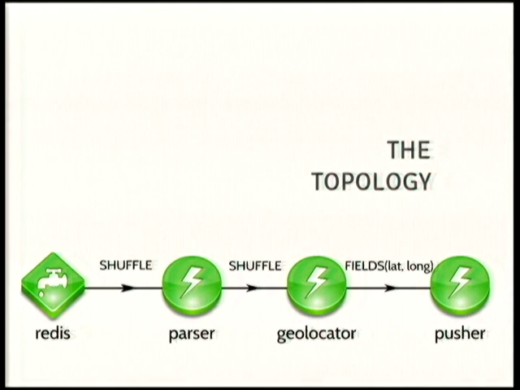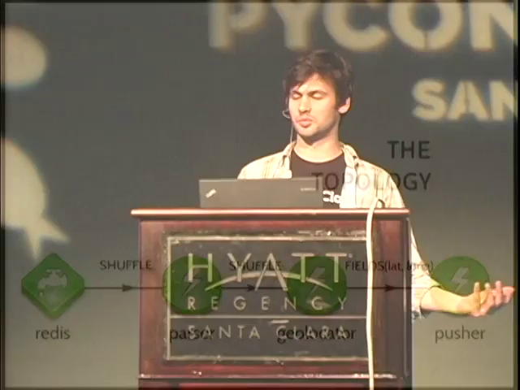Then we'll pass the IP address along to the geolocators. And again, we don't care which geolocator is geolocating the given IP. And then finally, the geolocations will be fed to a pusher that will send them to the client's browser via, whatever, an RPC call to a WebSocket server. I don't know if anyone was at the ZeroRPC talk earlier by my colleague Jerome.